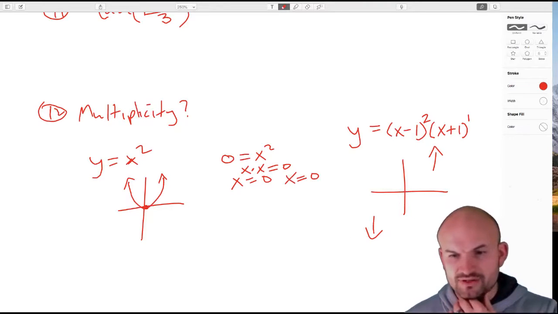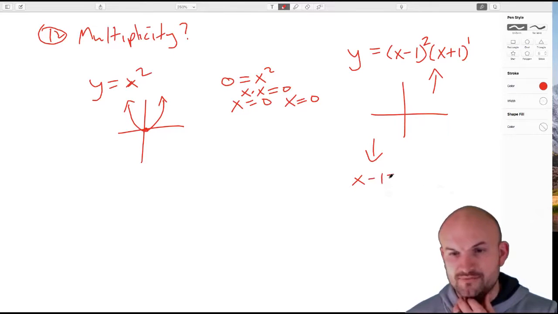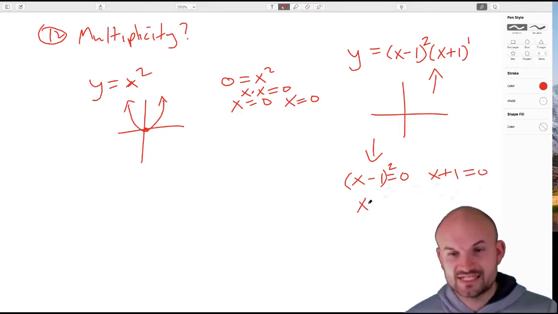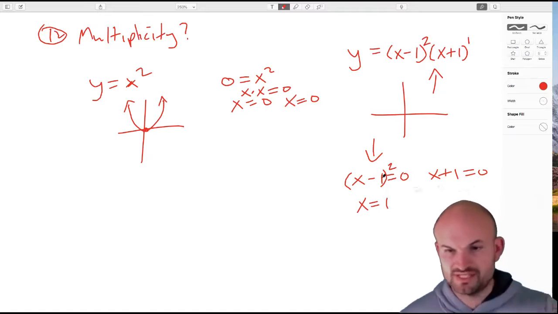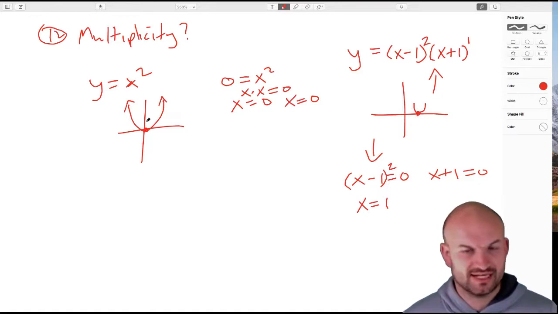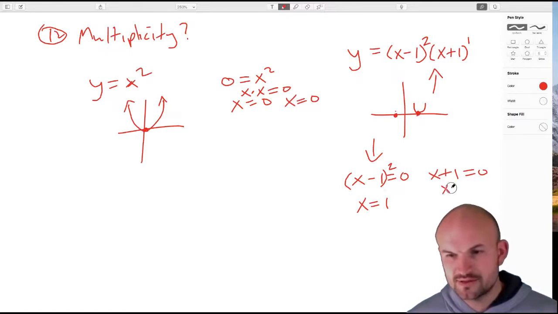If you were to set these both equal to 0, using the zero product property, you'd have x minus 1 quantity squared equals 0, and x plus 1 equals 0. Here you can see that my zero is x equals 1, but it's squared, so it has a multiplicity of 2. So at 1, I'm going to bounce just like I did over here. Whereas x equals negative 1 only happens once, so therefore it's going to cross. It's going to behave like a line.